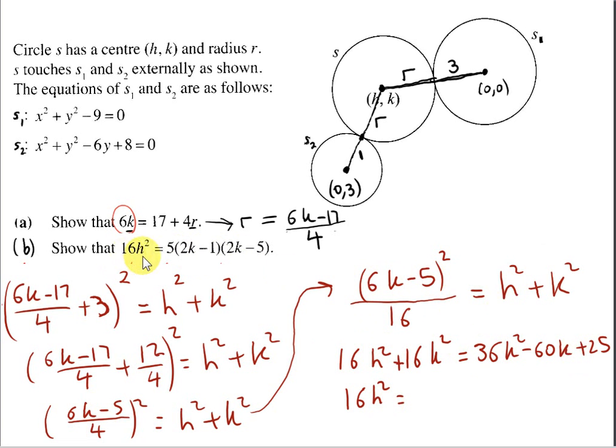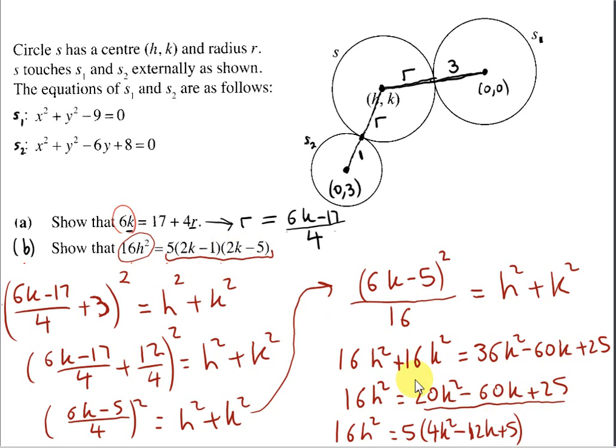So we want to get 16h squared on its own. 16h squared is the subject of this, so subtract 16k squared from both sides, so it's going to give 20k squared minus 60k plus 25, and hopefully this quadratic here is the same as this here. We just need to factorize this, or alternatively you could just multiply this out and see if you get this. You can see 5 is taken out here, so I've factorized 5 out of this, and we get 5 into 4k squared minus 12k plus 5.